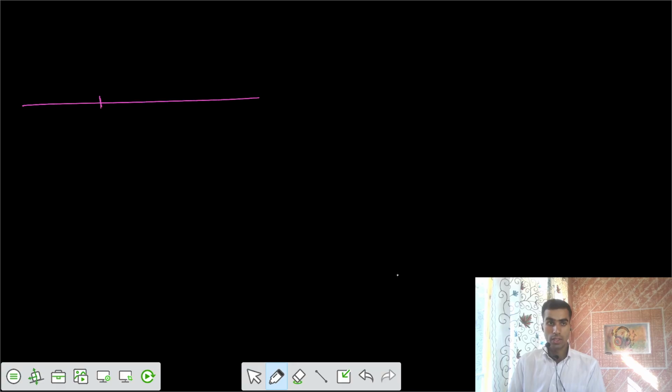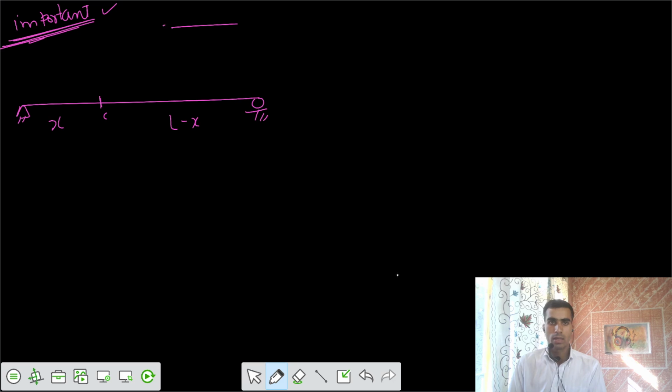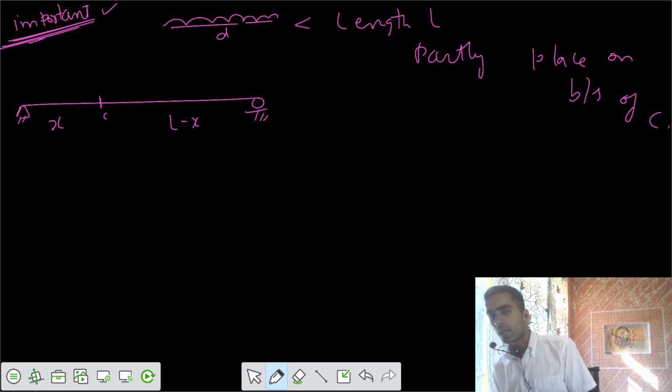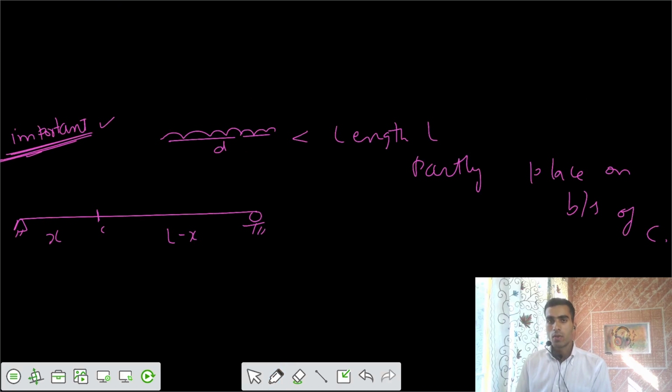Now this is your section C, at some x from A, and this one is L minus x. This is your important one. So there's some UDL of length D, but that length is lesser than the total length L of the beam. So I would say you partly place it on both sides of section C.